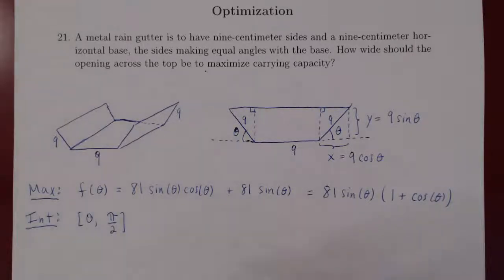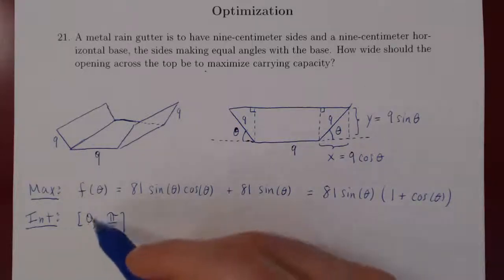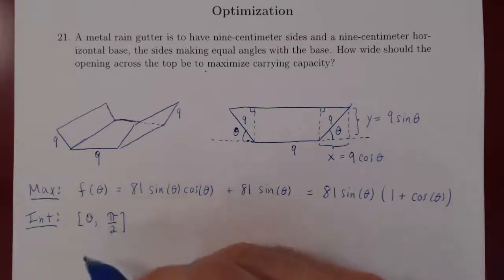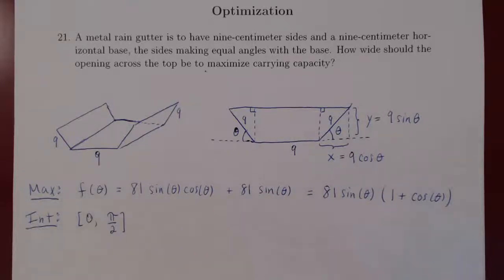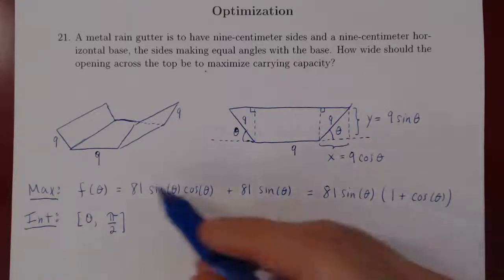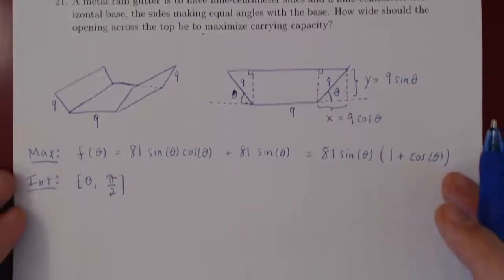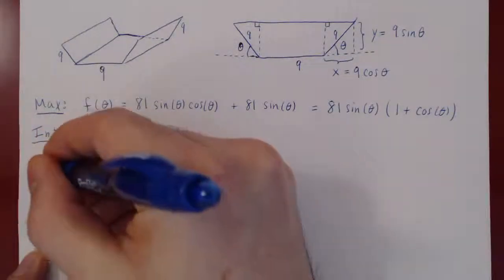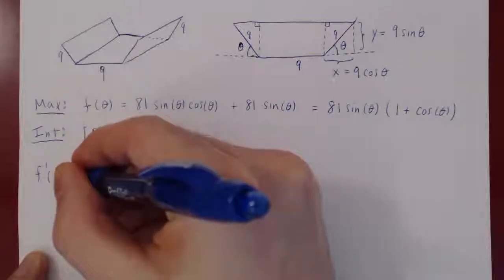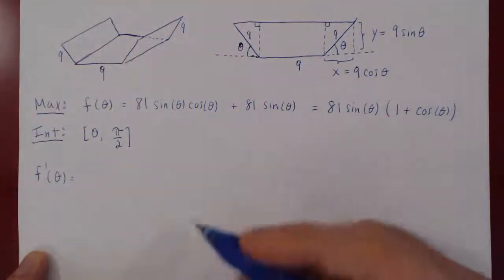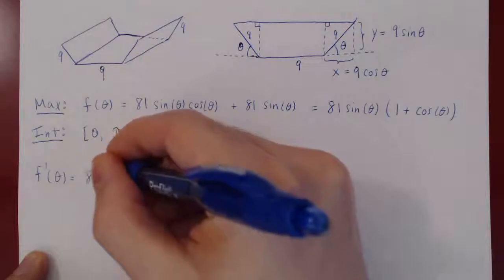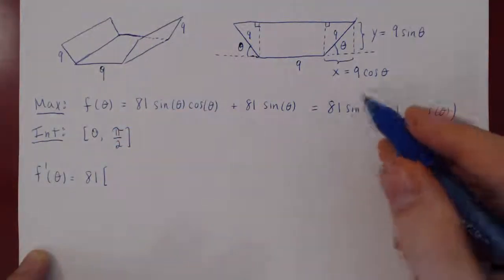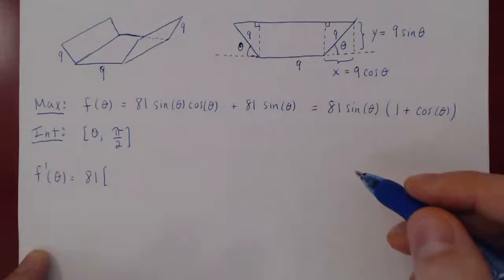We know that the maximum and minimum value of the function f on the interval will have to occur at either the left endpoint, the right endpoint, or at some critical point inside the interval. Let's find our critical points by finding the derivative of f. 81 is a constant multiple, so you can leave it up front. We have a product, sine times 1 plus cos, so we use the product rule.